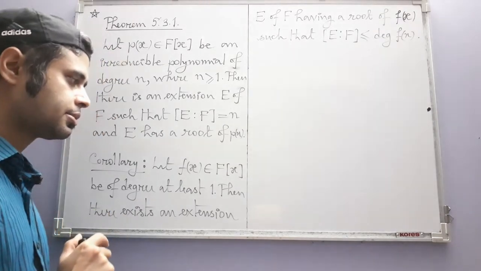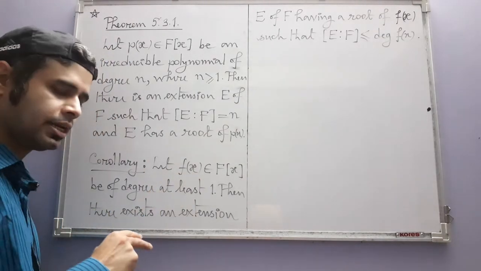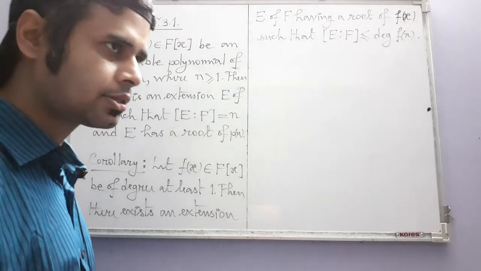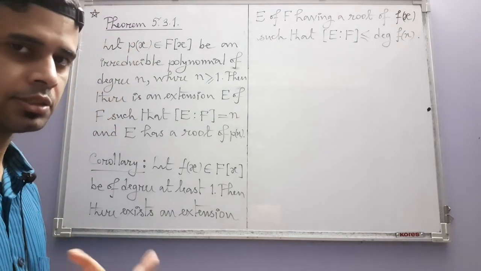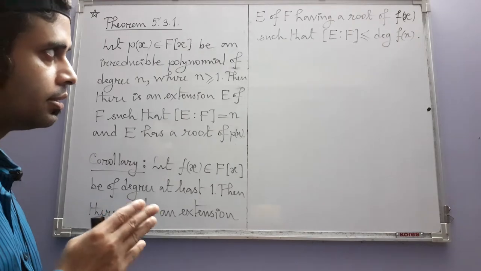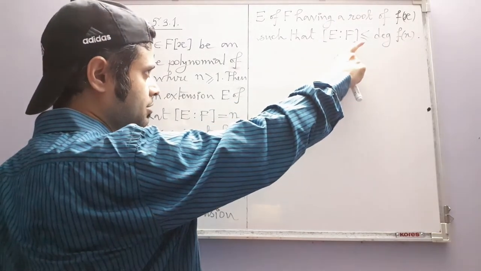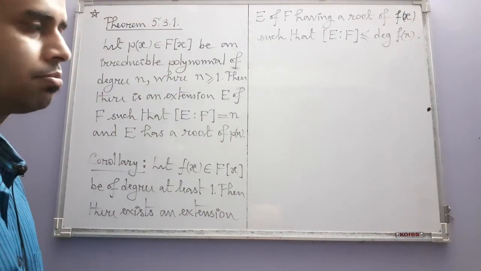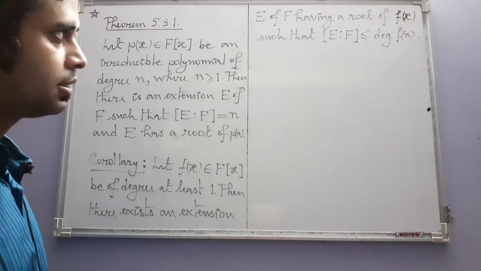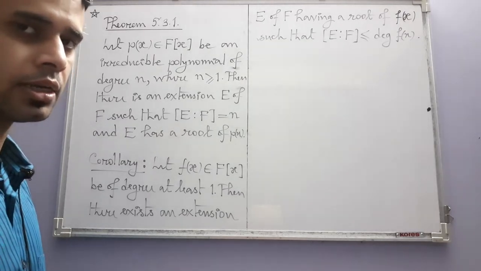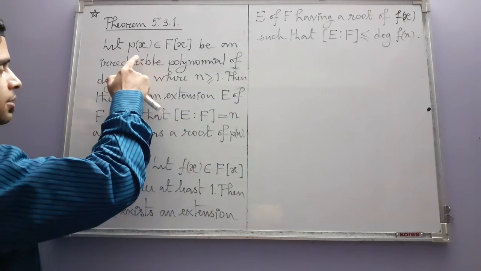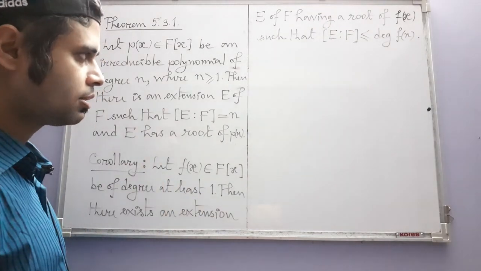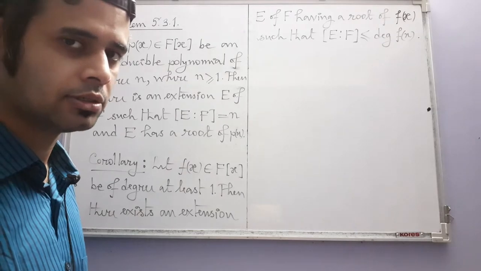And the corollary says that if we have a polynomial f(x) again over some field F whose degree is at least 1, then we can find an extension of F having a root of this polynomial f(x), and such that the degree of the extension over F is less than or equal to the degree of the polynomial. It cannot exceed the degree of the polynomial. Now you can see that the difference between these two results is this. Here in the theorem p(x) is irreducible. Here however f(x) is not necessarily irreducible. It may or may not be irreducible.